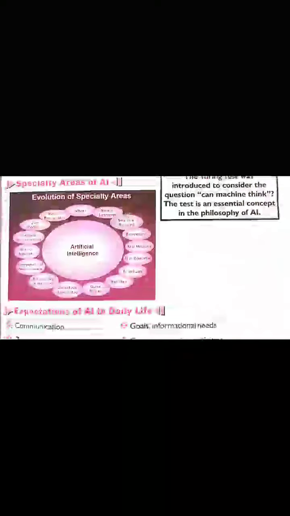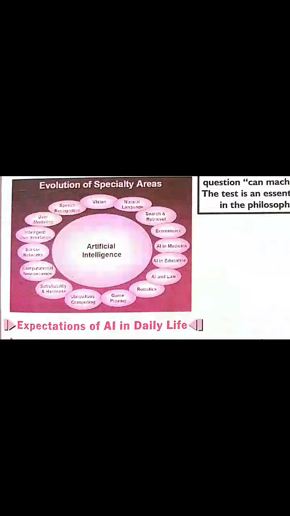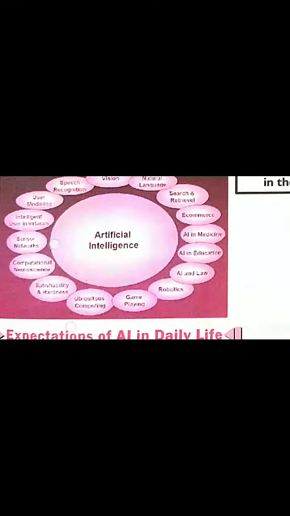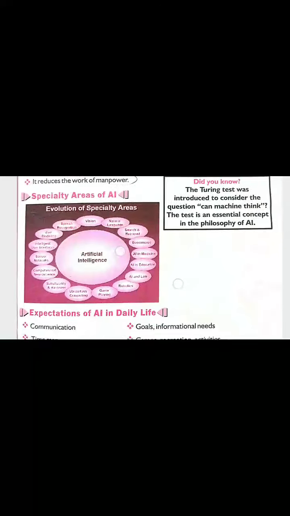Now specialty areas. Here you can see the evolution of specialty areas: vision, natural language, search and retrieval, e-commerce, AI in medicine, AI in education, AI and law, robotics, game playing, ubiquitous computing. So these are all the different specialties of artificial intelligence. Sensor networks, intelligent user interfaces, user modeling, speech recognition. So these are all the different areas of artificial intelligence.